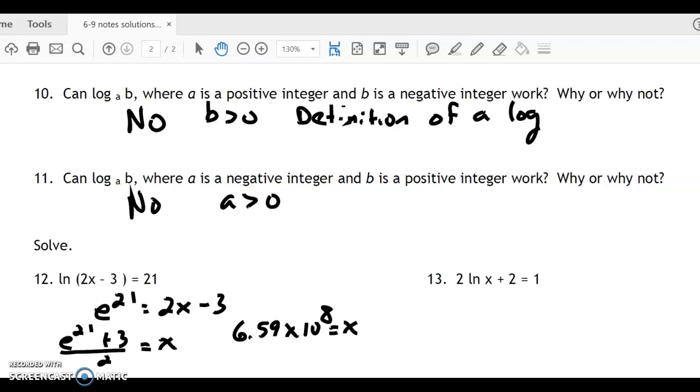Number 13. 2 ln x plus 2 equals 1. First thing we would do is subtract 2. We get negative 1. And then we would divide by 2. And then we would rewrite e to the negative 1/2 equals x. If we didn't have a calculator, that would be our answer. If we did have a calculator, we could estimate this to be 0.607.